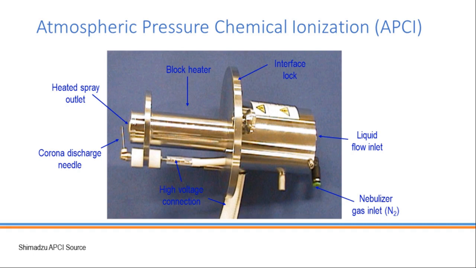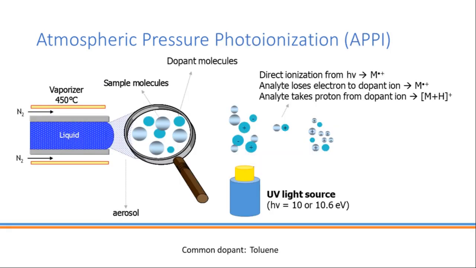I'll just mention here another technique. It's a little less common than APCI, but there are applications out there. If you take the corona discharge needle and replace it with a UV light source, like a krypton bulb or something like that, then you can now perform atmospheric pressure photoionization. So it's the same sort of process where you're heating the effluent and creating this aerosol, but you can have different mechanisms for ionization. You can have ions formed directly from the absorption of the UV light. We can also commonly put in a dopant molecule like toluene that will create dopant ions from interacting with the UV light source, and then those will undergo charge transfer reactions to ionize your molecule of interest.